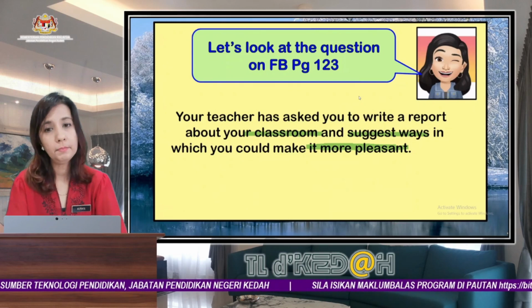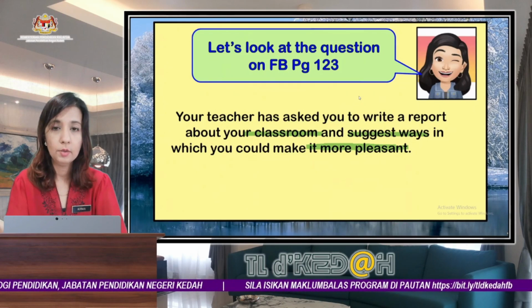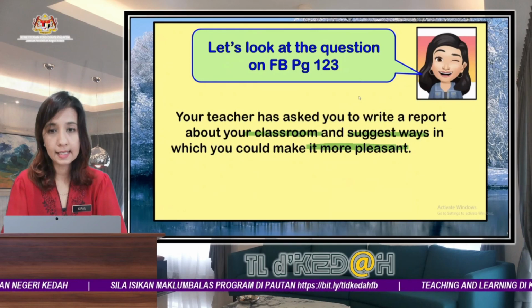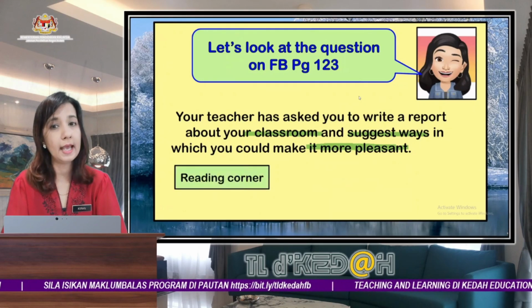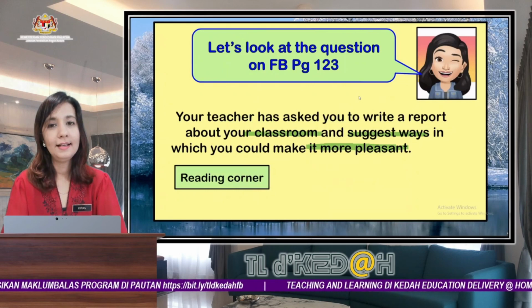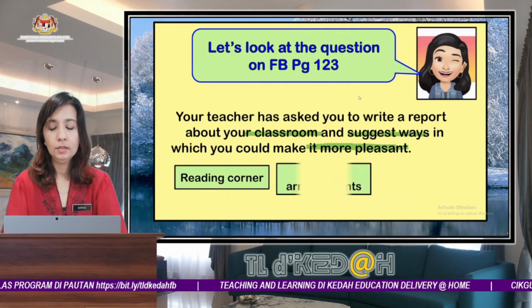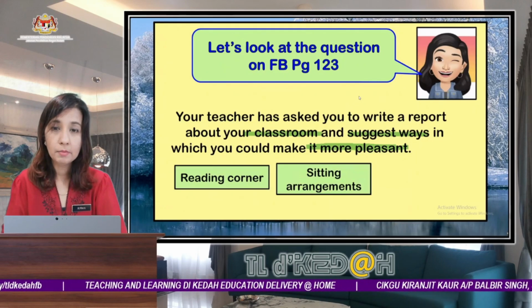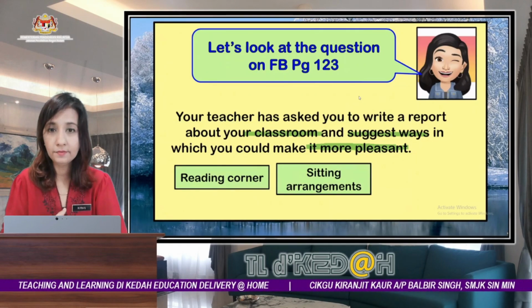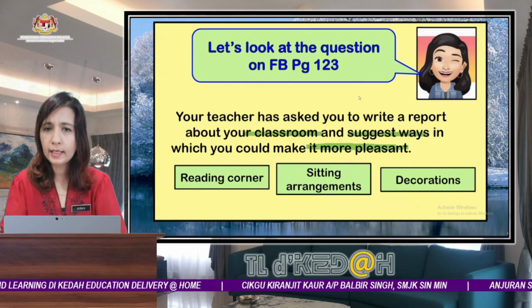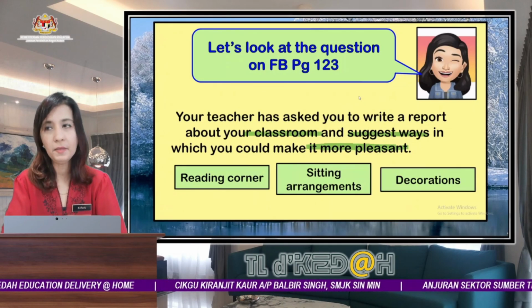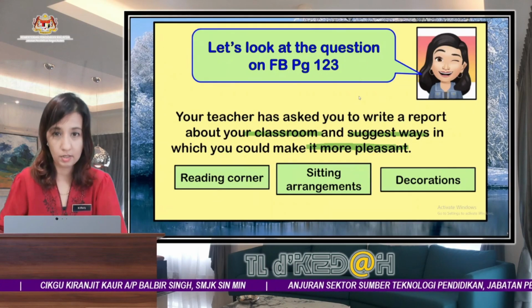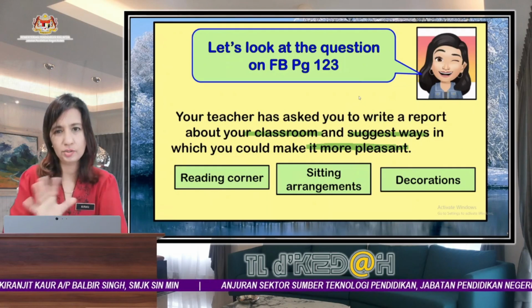So if you think, maybe you can think in classrooms, what can you have? Okay, you can discuss with your friends and do this. Okay, so here is an example that I've given. Maybe we can have a reading corner at the back of your classroom. Maybe we can improve on the sitting arrangements, make it more conducive, make it more fun for learning. And maybe we can improve on the decorations. Maybe we can put some decorations in the classroom, something related to learning, of course. Don't put balloons and all that, not suitable.